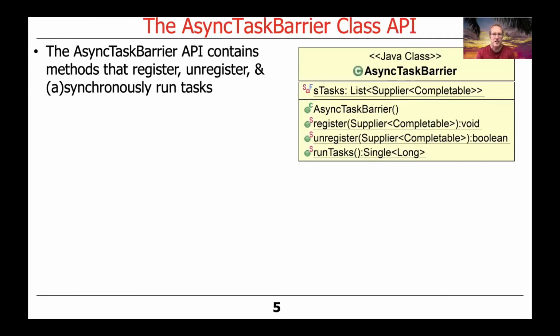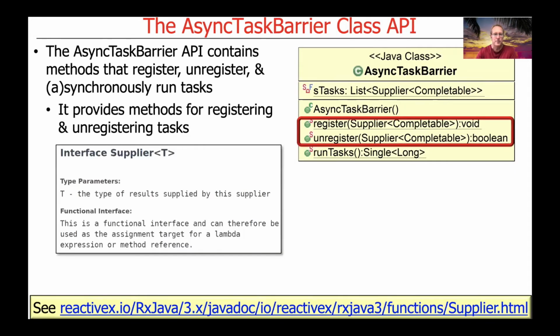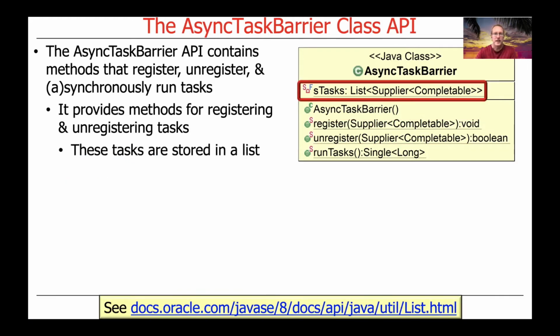So the API for this contains methods that can be used to register, unregister, and then run tasks either synchronously or asynchronously. And these are the methods that are used. You can see that you register a supplier that will return a completable when its get method is called. And the reason for this is the easiest way to be able to wait for a bunch of asynchronous operations to finish, and then only after they're all complete do you continue on. So it's basically a barrier synchronizer, if you will. The tasks themselves that are registered are stored in a list of suppliers to completables.